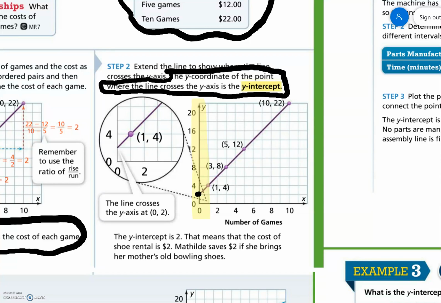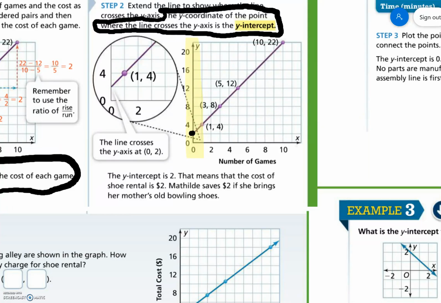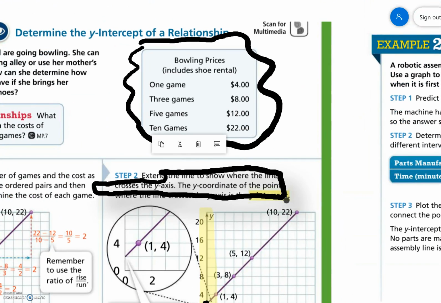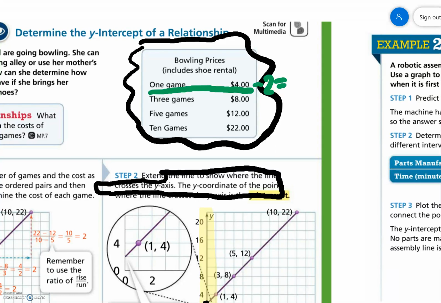So our y-intercept is 2. That tells me the cost of the shoe rental is $2. That makes sense, because 1 game was $4, and we just found out 1 game costs $2, so if we subtract the price of the game, we're left with 2, which means the shoes cost $2. If we're playing 3 games and each game is $2, that would be like subtracting 6. Again, we get 2.